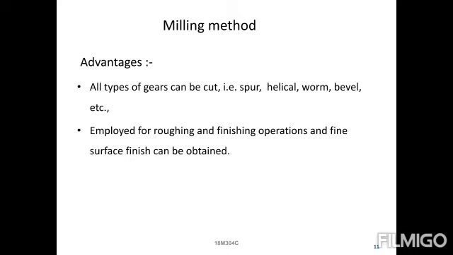That is spur, helical, worm, bevel, etc. All types of gears we can cut with the help of the milling method, on a milling machine. Which type of milling machine is secondary. We can't always use the same type of milling machine in the working process, so different types of milling machines are used for producing them. That's why all types of gears are available.